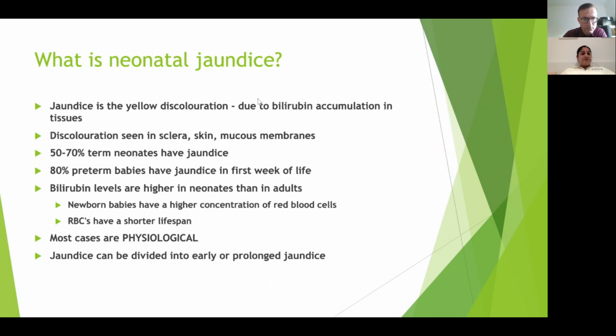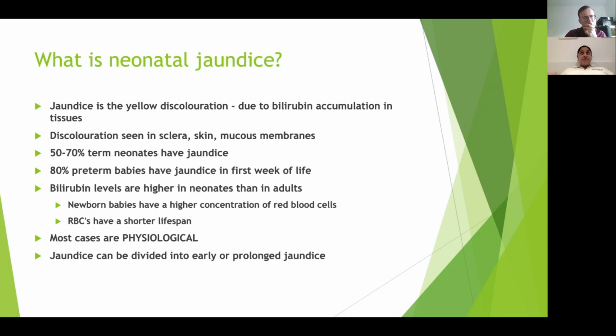50 to 70% of term neonates have jaundice, so it's very common, and 80% of preterm babies have jaundice within their first week of life. Your bilirubin levels would be higher in a neonate compared to an adult, and that is because newborn babies have a higher concentration of red blood cells, and their red blood cells have a shorter lifespan compared to adults.